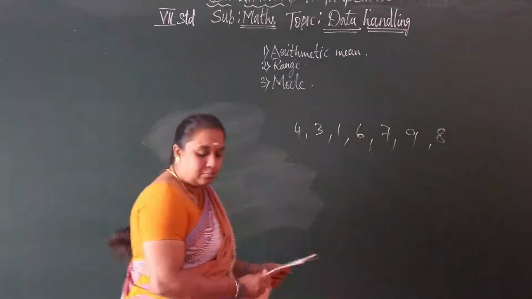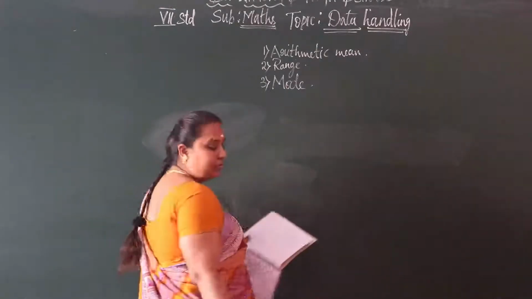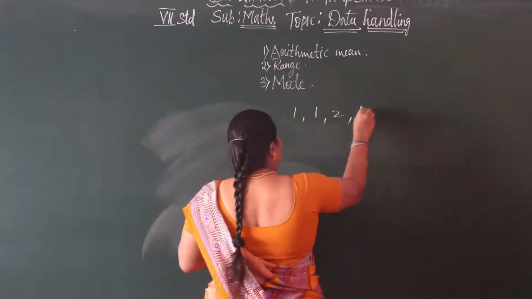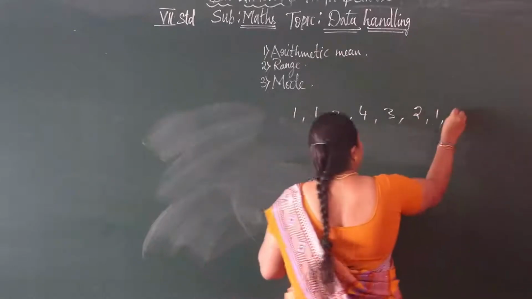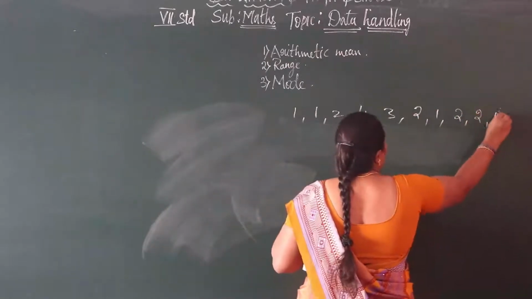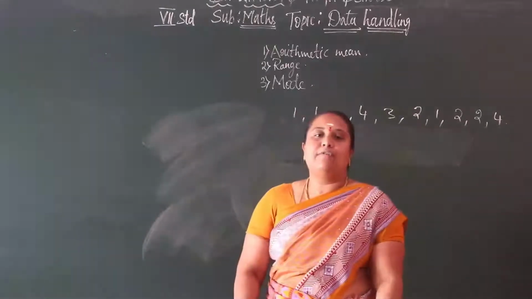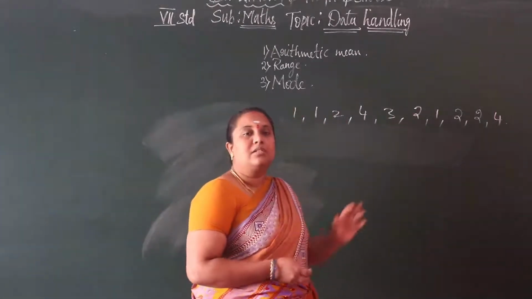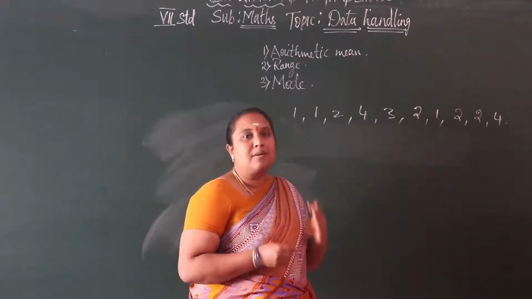Let us write on the board. Observe, how many values are there? 1, 1, 2, 4, 3, 2, 1, 2, 2, 4. It is given: find the mode of the given set of numbers. This is a set of numbers. In this set of numbers, what is the mode?